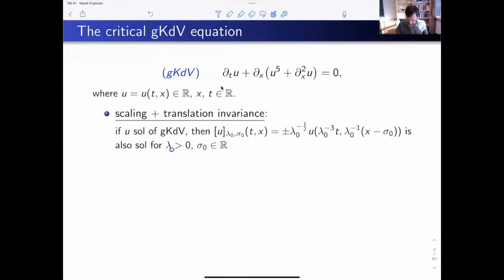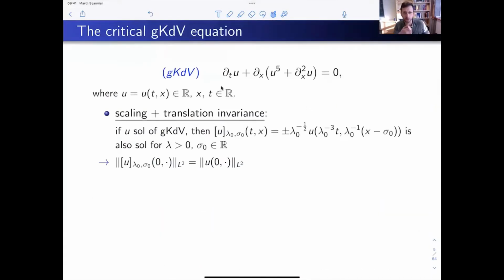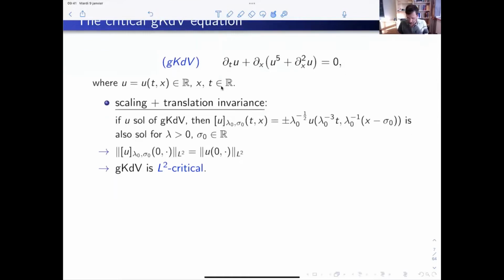Once you have that, you can compute the L2 norm of this function, and you see that it is invariant under this transformation. That's why you say that the problem is L2 critical, because the scaling transformation leaves the L2 norm invariant. This is fundamental for all that we will say, and that's why we focus on this power 5 in the nonlinearity. So gKdV is L2 critical.